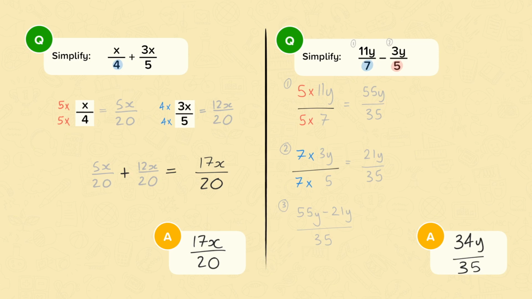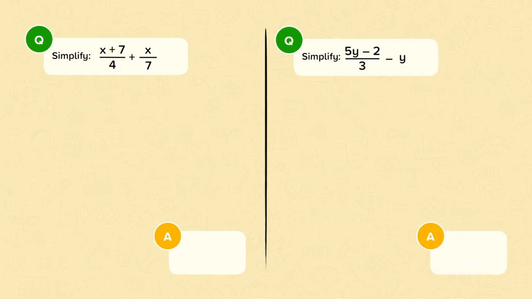Step 3, I combined them. 55y subtract 21y, which is 34y over 35. Very well done if you got that correct. Let's do our final 2 questions.